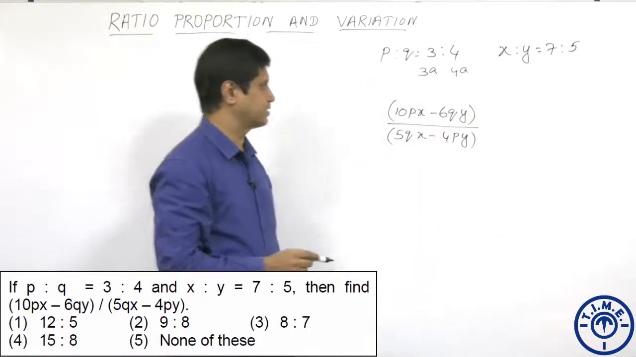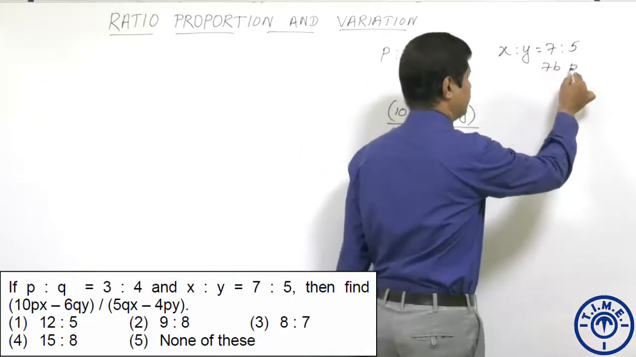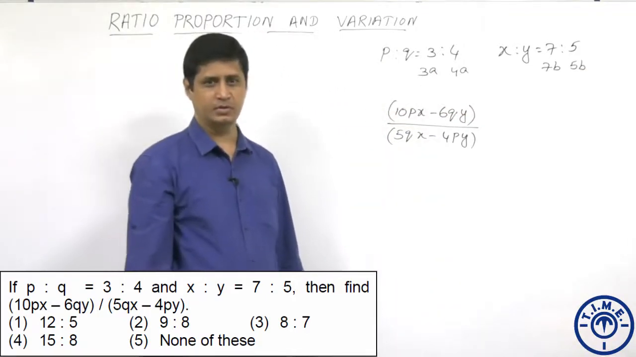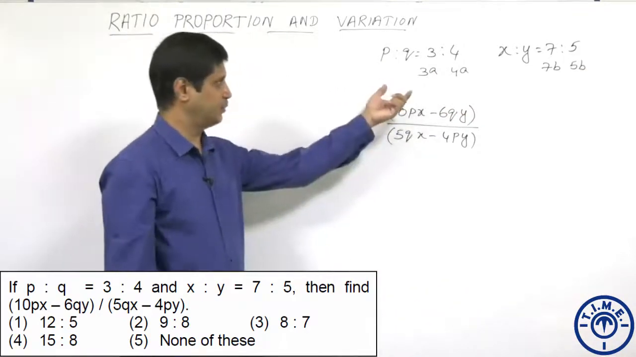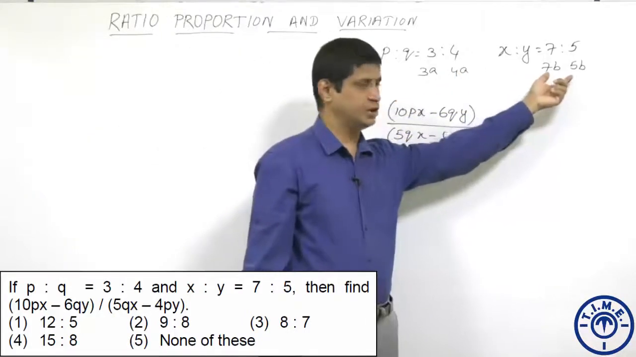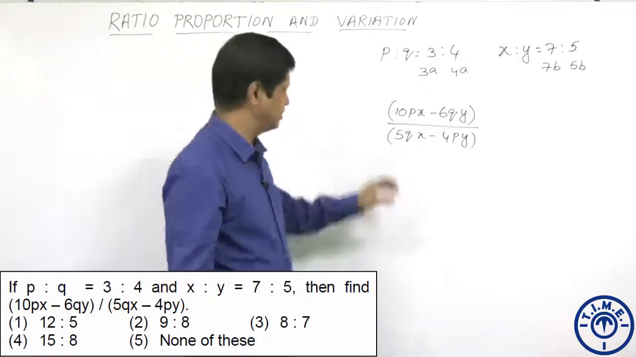Similarly, the values of X and Y are 7B and 5B. Ratio is the simplest form of the given numbers. The given numbers are, now here I am using A as a constant multiple in the first one, B as a constant multiple in the second one. Now just by substituting these values in this, we get the answer.